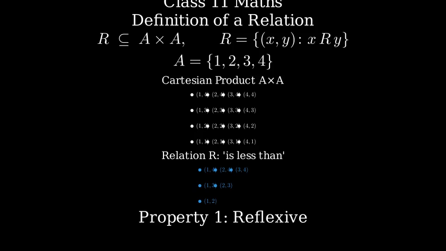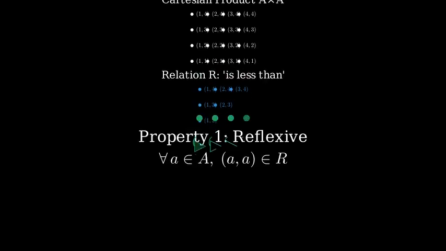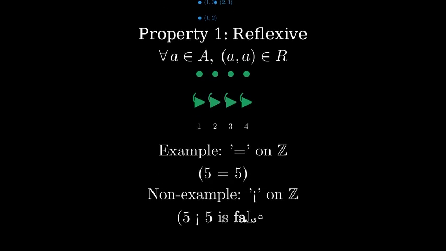The first property is reflexive. A relation R is reflexive if every element is related to itself. Mathematically, we say for all a in A, the ordered pair (a, a) is in R. Let's see an example. The relation "equals" on the set of integers is reflexive because any number equals itself. For instance, 5 equals 5. A non-example would be the relation "is less than" on the set of integers. This is not reflexive, since a number can't be less than itself.